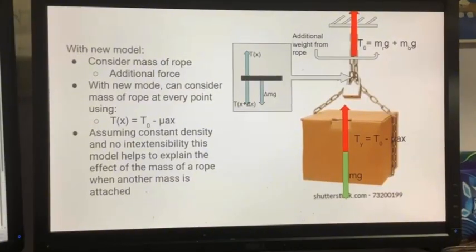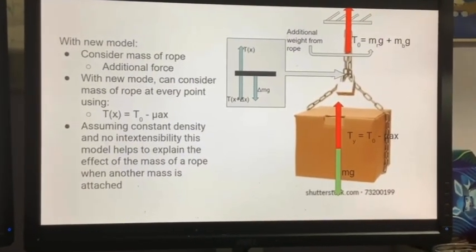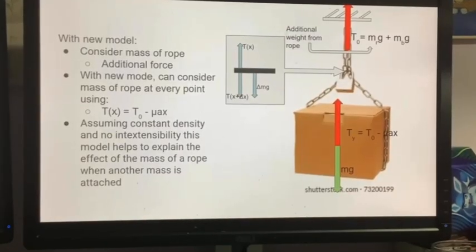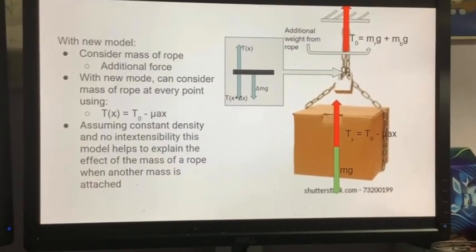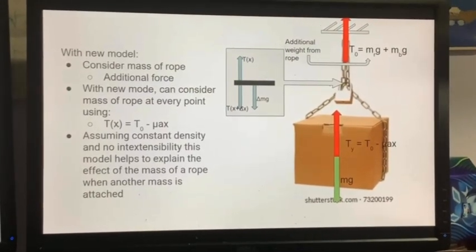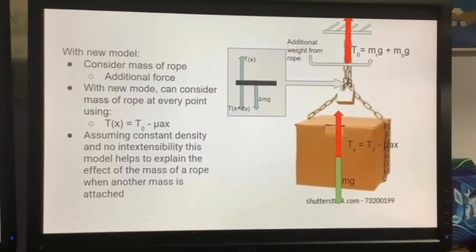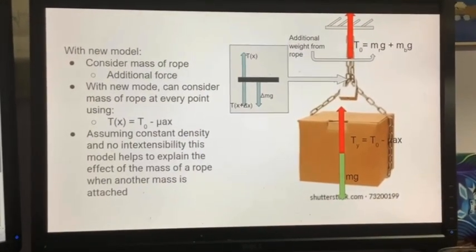With this new model, we can also consider the mass of the rope at every point using the equation Tx equals T naught minus the mass density of the rope times acceleration times the distance along that rope. This is really helpful because it's not like we're going to use the same length of rope for every single situation. The longer a piece of rope, the heavier it's going to be because it has more mass.